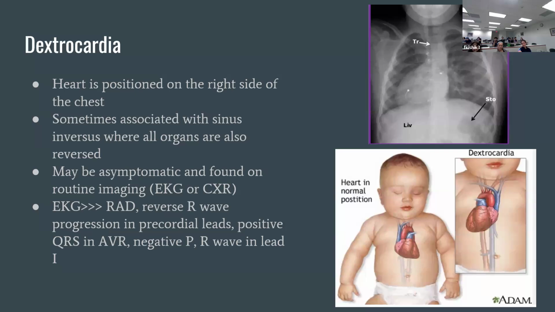So this could be asymptomatic and found on routine EKG or chest x-ray. So on EKG, the leads are going to be reversed, right? To get an EKG on them, you have to put the precordial leads on the other side, and everything's going to be flipped. So you're going to have positive QRS in aVR and V1. You're going to have a negative P wave. You're going to have an R wave in lead one. So everything's going to be reversed.